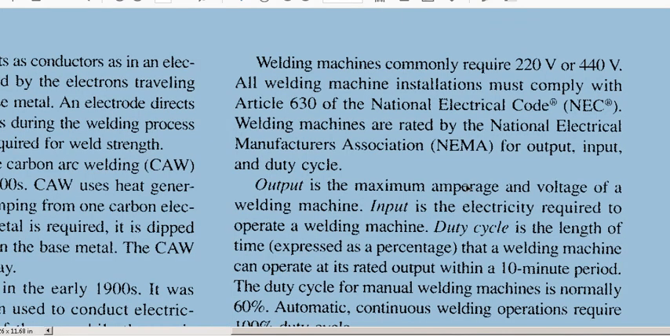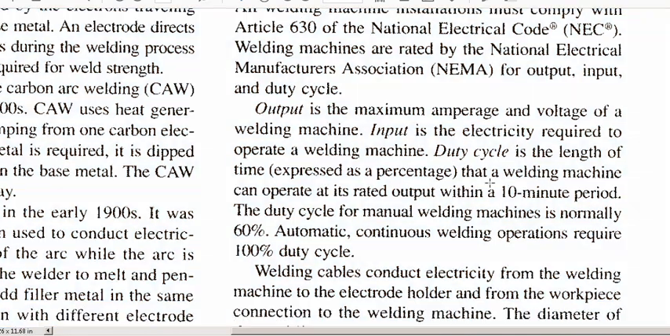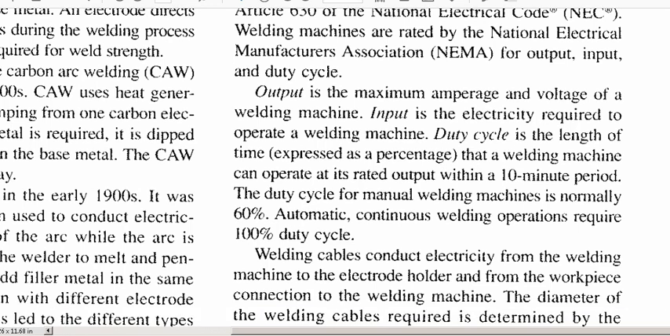Now the key point for you is the duty cycle terminology. It's the length of time, expressed as a percentage, that a welding machine can operate at its rated output within a 10-minute period. So for 10 minutes, in terms of its rated output, how long can it operate? A typical duty cycle for welding machines is normally 60%. So 6 minutes out of 10 is what it can run at its operation time, which means your loading capacity.